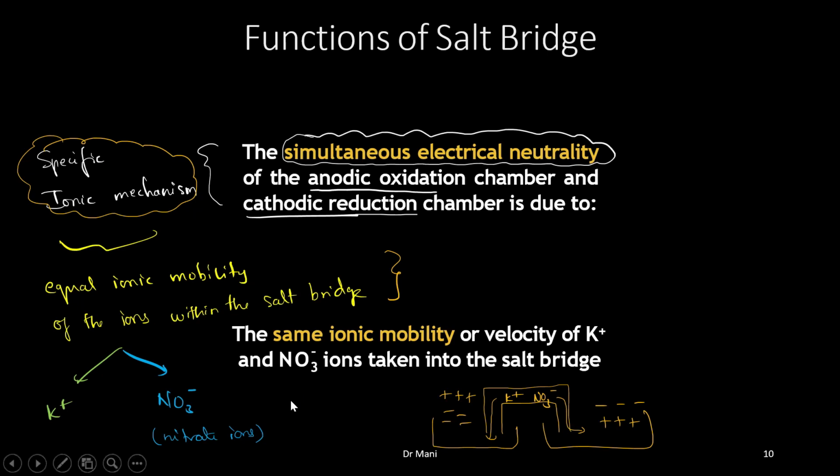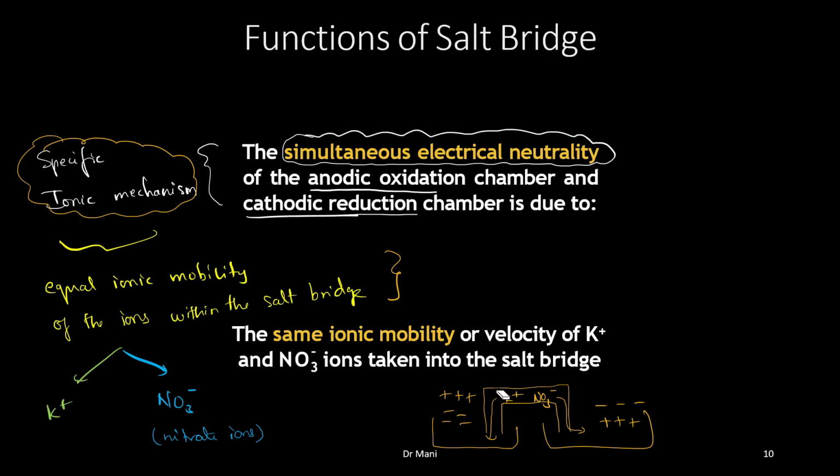We'll be taking specific ones where the K+ and NO3- have the same movement, the same velocity. If they do not have the same velocity, what happens? What's the reason for using this salt bridge? In order to neutralize this negative charge with the positive, and these positive charges with the negative. But if I don't take equal velocities, what happens?